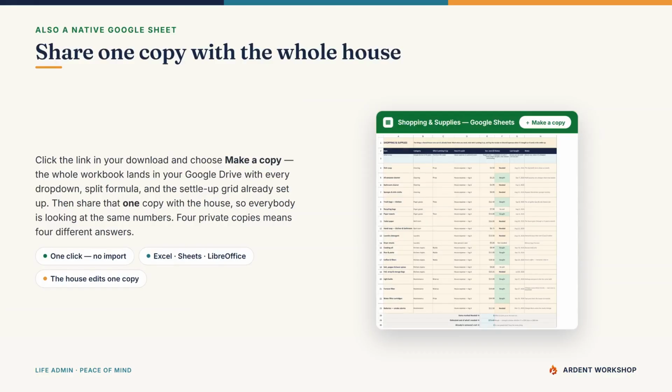Open the included link, click Make a Copy, and share one Google Sheet with the whole house, or use it in Excel or LibreOffice. Either way, the file belongs to the house, not to an app. Nobody needs an account, and when someone moves out, they take a copy, not a login.